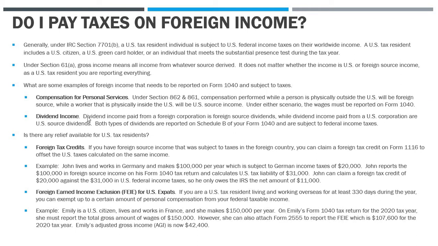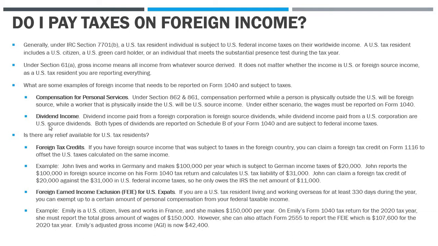Dividends. How do dividends get treated? So dividend income paid from a foreign corp is foreign source dividends, while dividend income from a U.S. corporation is U.S. source. Again, both types of dividends are reported on Schedule B, and they're subject to federal income taxes. So let's say I'm a U.S. citizen invested in a company in the United Kingdom, and I get paid a dividend. That's foreign source dividends because it's coming from a UK limited company, and I'm still paying tax on it. I still have to report the dividend income on Schedule B, pay the taxes, and then I might be able to take a credit. We'll talk about that later.